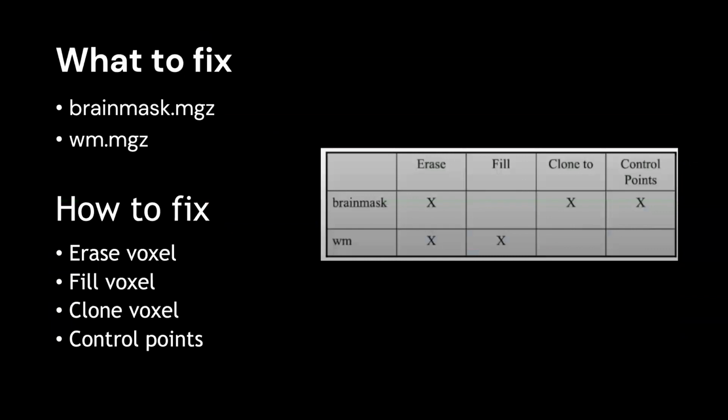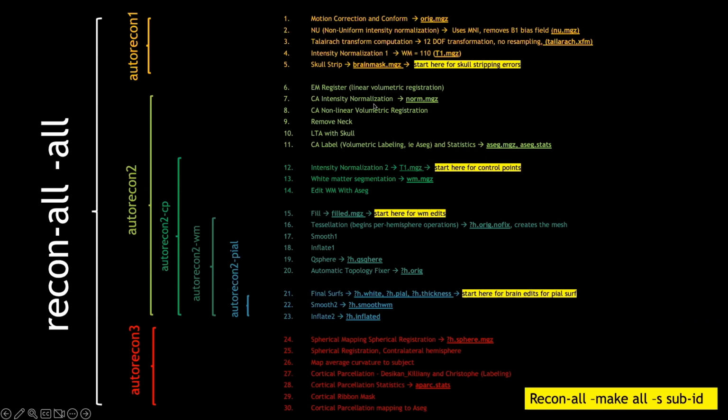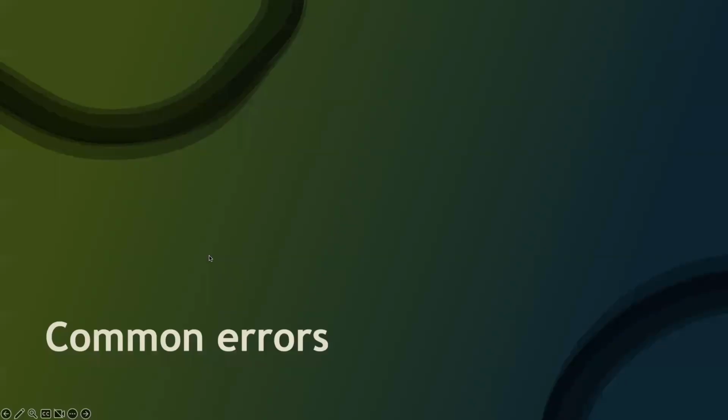Now, what to fix and how to fix it. As I just told you, the volumes that you're going to be fixing most of the time will be the brain mask or the white matter mask. The way to fix each one of these is by either erasing voxels, filling voxels, cloning voxels, or adding control points. And again, just make sure you're standing on the file that needs to be corrected, and that you're implementing the appropriate commands to correct it.